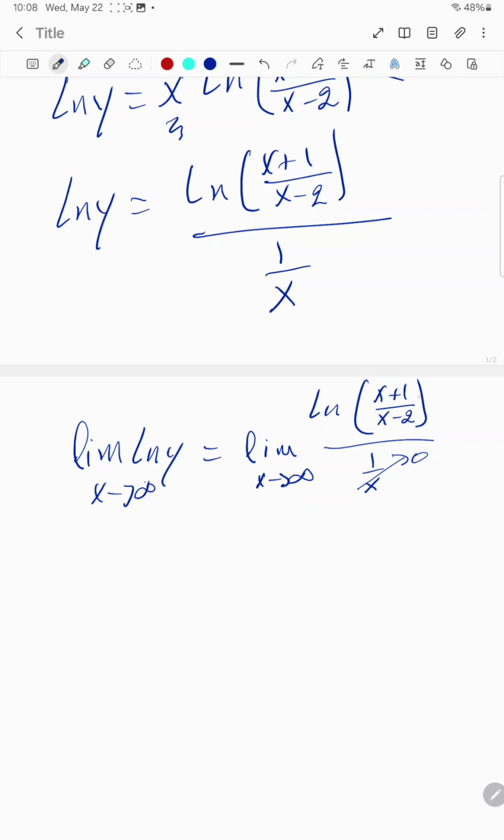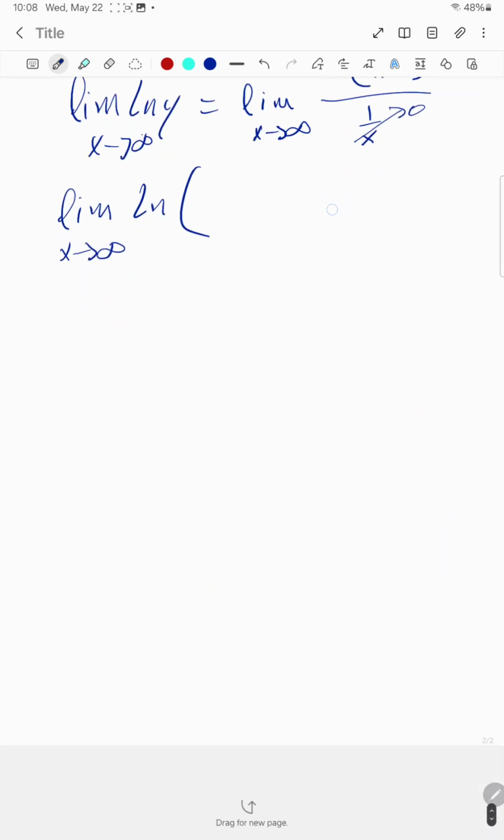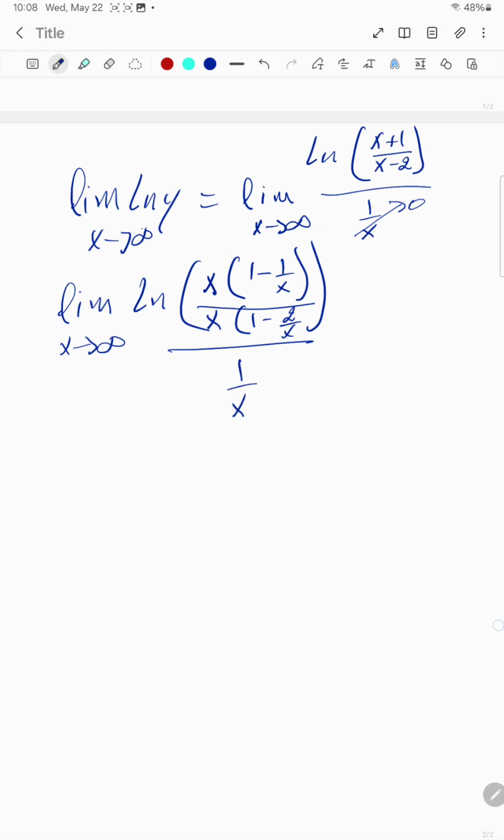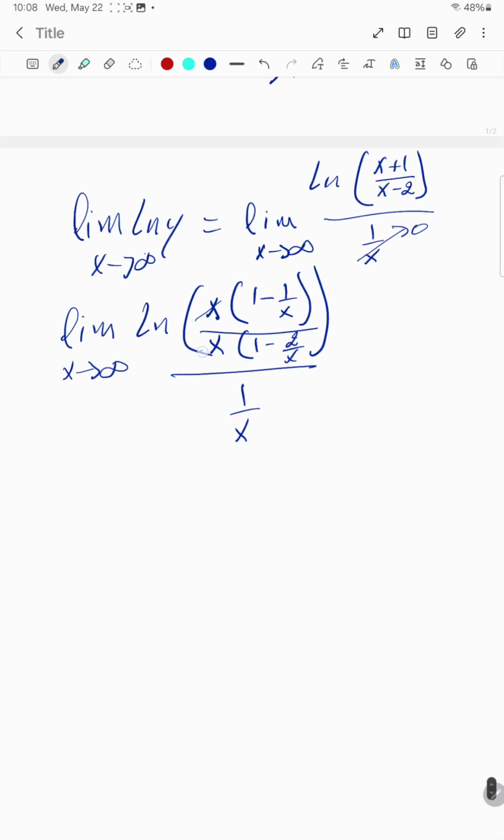And then let's see the numerator. Let's write it again. Limit when x goes to infinity of ln, and I can factor out x in the numerator, so it is x times (1 minus 1 over x), divided by x times (1 minus 2 over x). And here I will keep the 1 over x. So now I can simplify this x with this x.